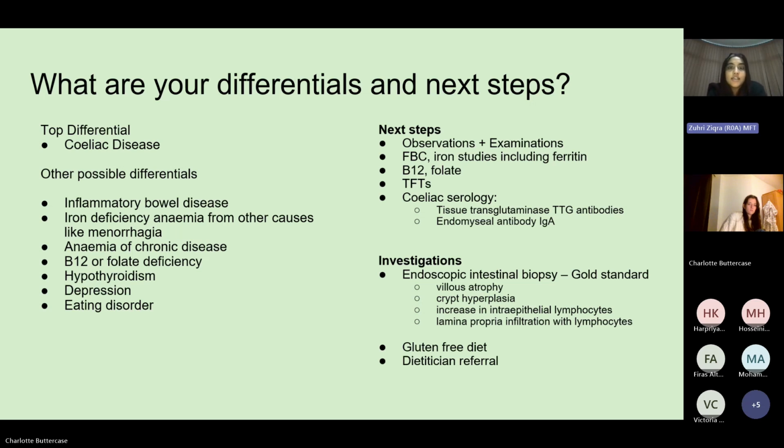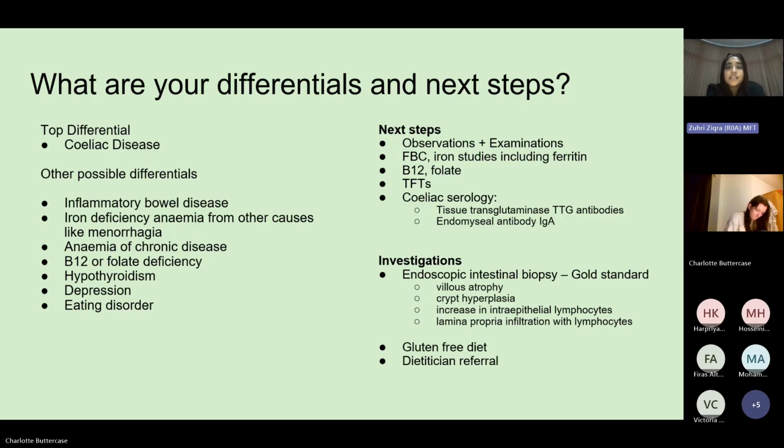Perfect, guys. So again, tell them you're going to do a quick examination. You're going to do some observations on them, get some bloods done. Again, just cover your other differentials as well. So get B12, get your folate, some thyroid functions. But the main thing here is if you think celiac, get your celiac serology. So your TTG antibodies are the main.